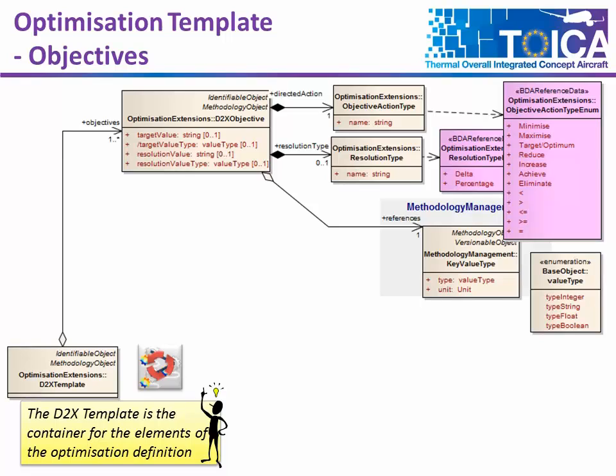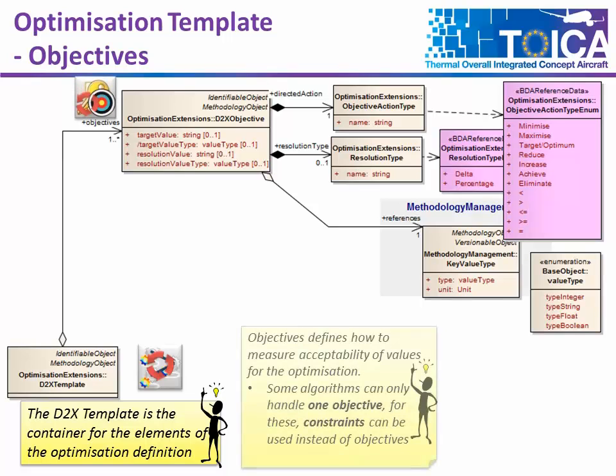The D2X template is a container for the elements in the optimization definition. The template has one or more objectives. Some algorithms can handle multiple objectives, for example genetic algorithms, while others can only handle one. Therefore, the number of objectives should be suitable for the proposed algorithms. Constraints can always be used when only one objective is possible.